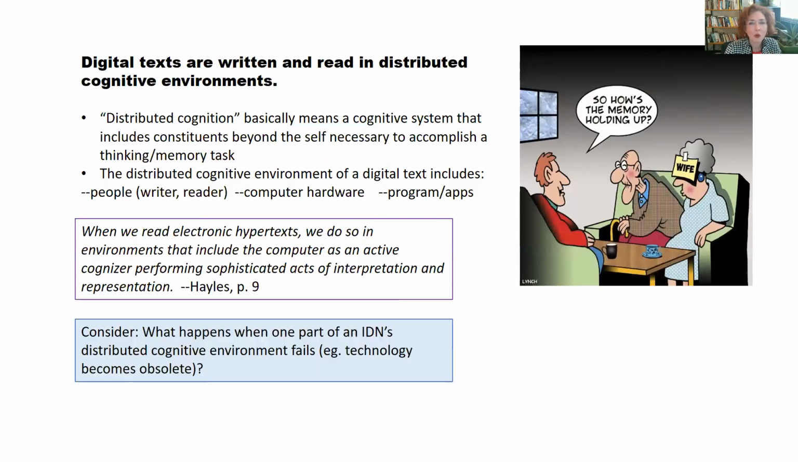So here is a question though. What happens when one part of an IDN's distributed cognitive environment fails, right? The more moving parts you have, the more opportunity you have for failure. A digital text is not an object the way a book is, and that is part of its fragility.